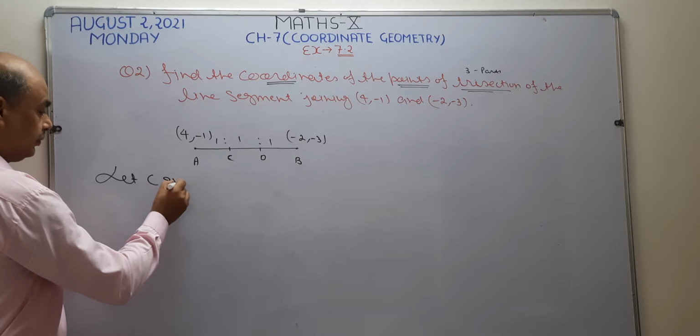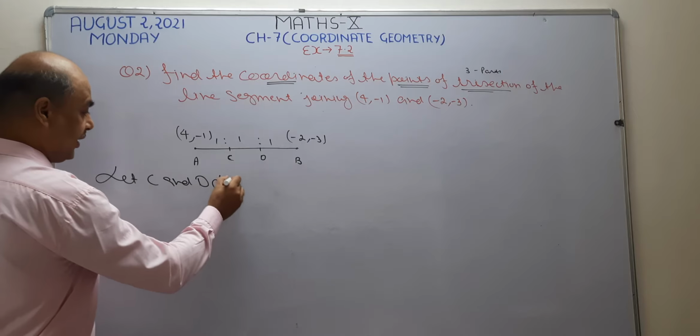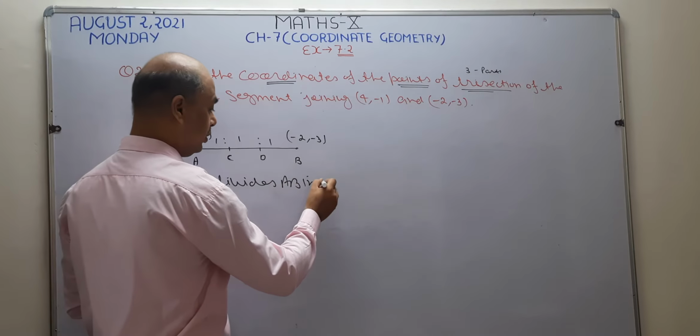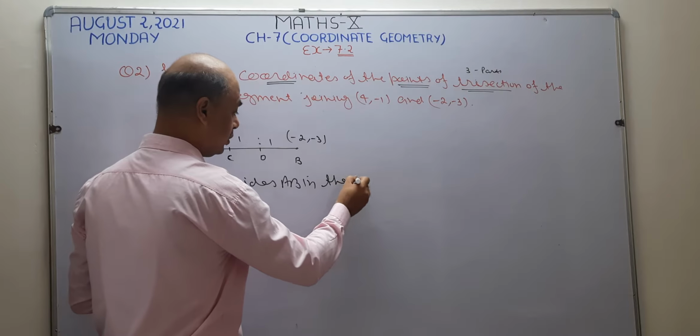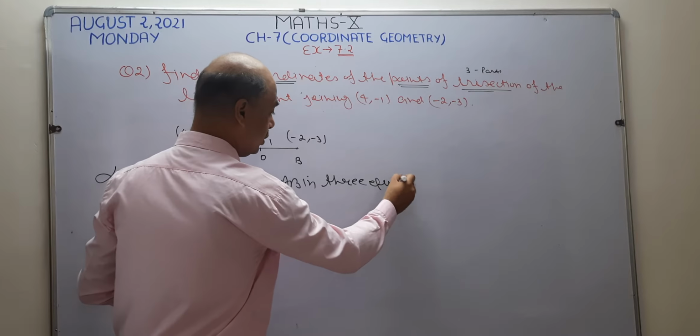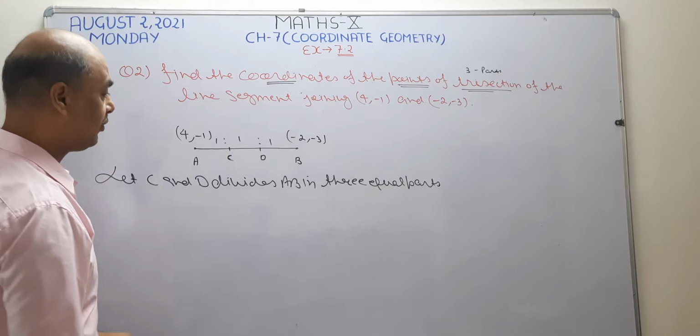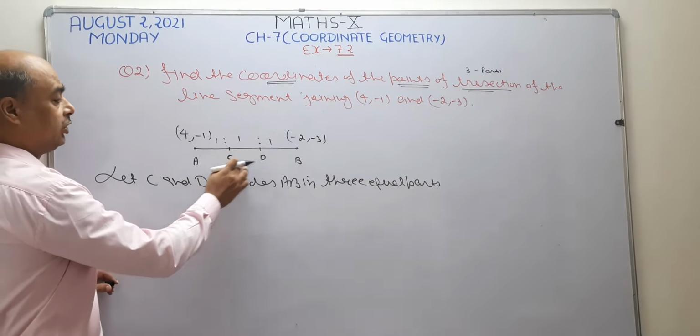Let C and D divide AB in 3 equal parts. Now these parts are equal. Okay. Now in this question we are going to find the coordinates of C and D.